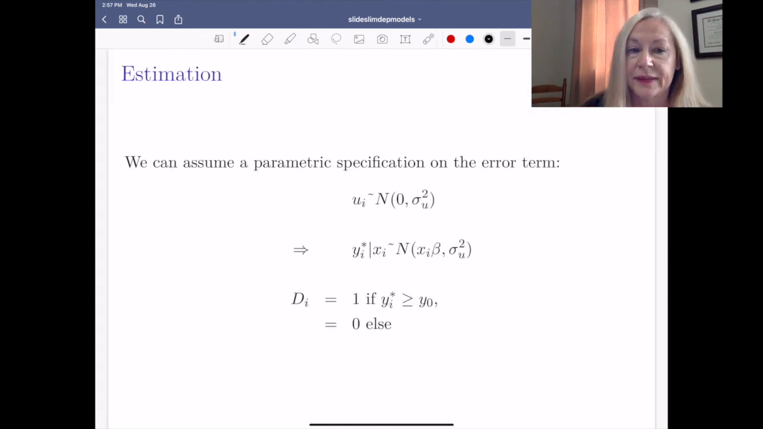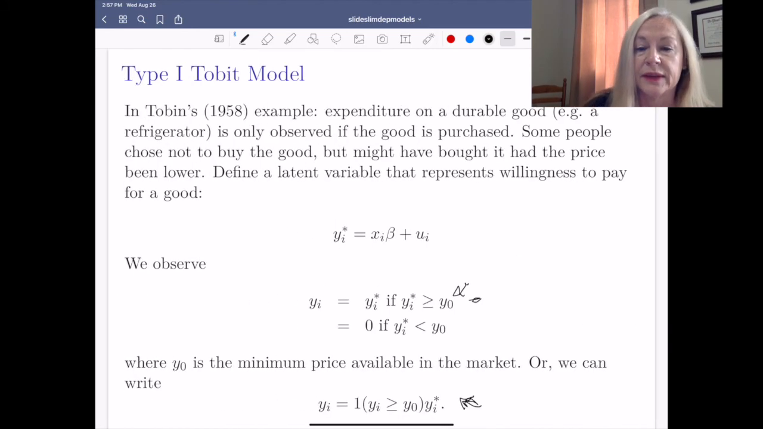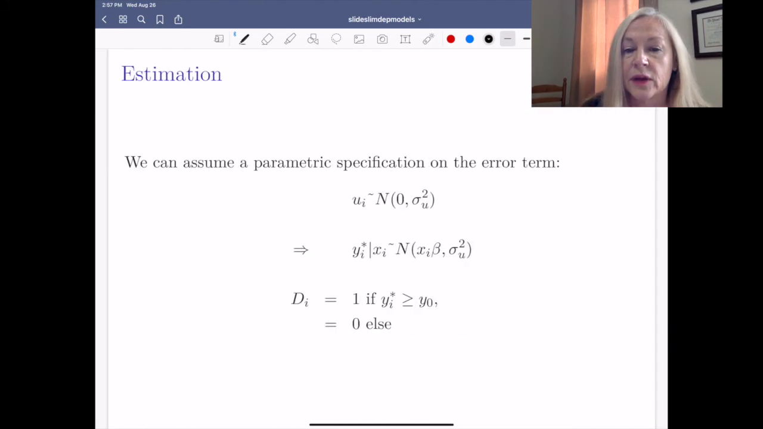Now, how do you estimate this kind of model? Well, we're going to consider both parametric and some semi-parametric methods later on in the course. But for now, let's consider a parametric method. Assume that the residual is normally distributed, mean zero, variance sigma square. Okay, so yi star, the star means it's latent. Every time you see a star, think of it as that it's not fully observed. Okay, we observe di equals 1, which means they purchased the good, if yi star is greater than or equal to y0.